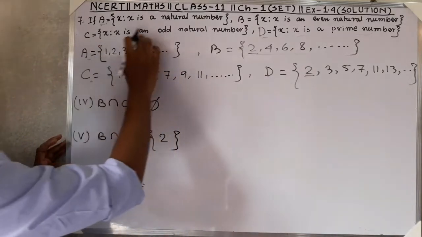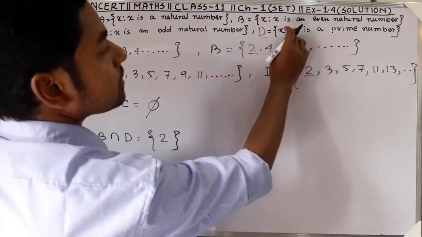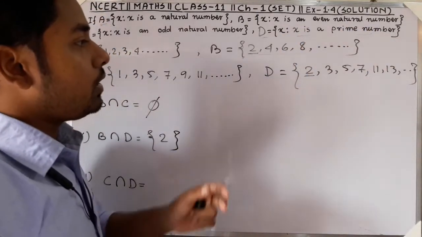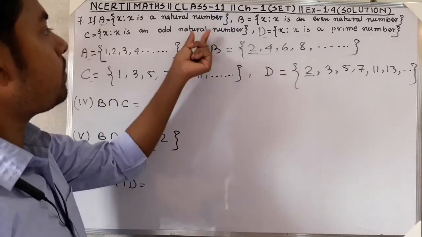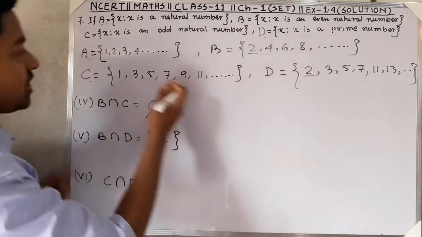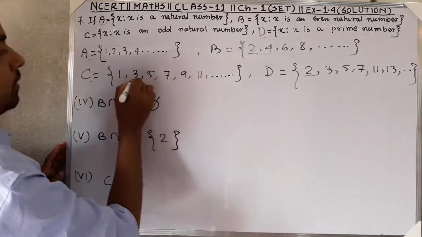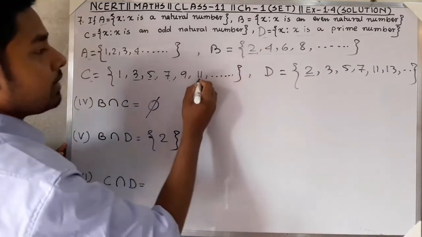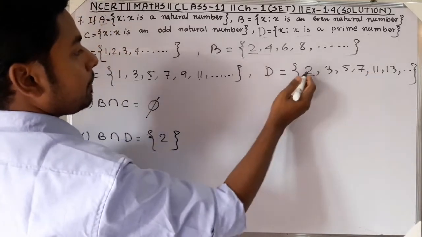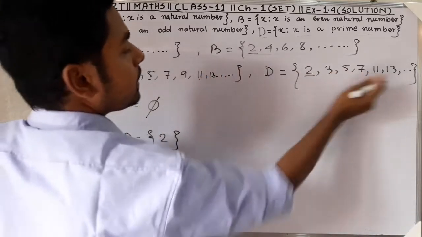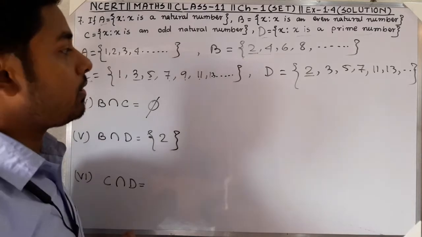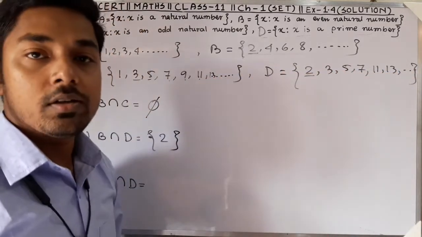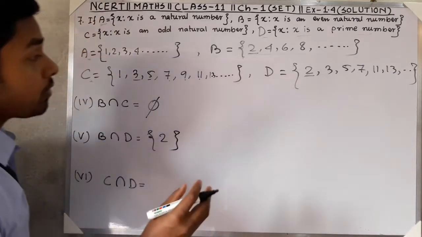Now 6, C intersection D. C means odd natural number and D means prime number. So we know only some numbers are there that are odd and prime also. You can check here: 3, 5, 7, 11, okay. Then here 13, but 9 is not there. Okay, you will not get 15. So how can you identify?